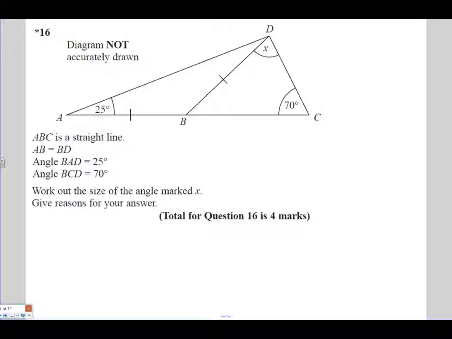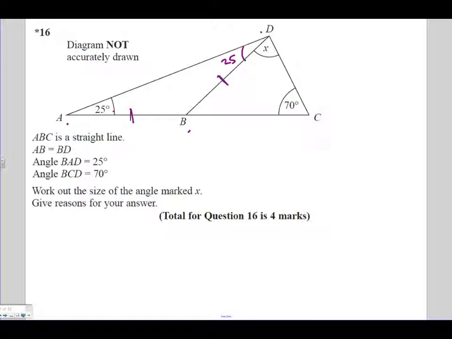Question 16. Here we've got a diagram with various angles marked on and various sides of lengths. So it's telling us that ABC is in a straight line. AB is equal to BD. So this length here is the same as this length here, which will make this triangle ABD an isosceles triangle. So if that's 25 degrees on an isosceles triangle, this must be 25 degrees.